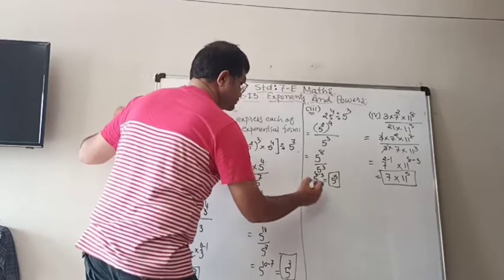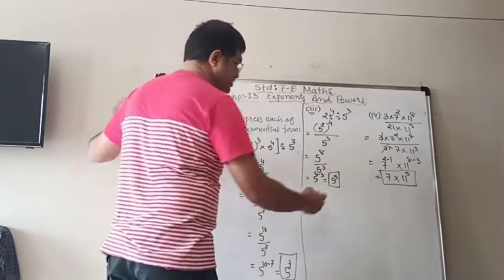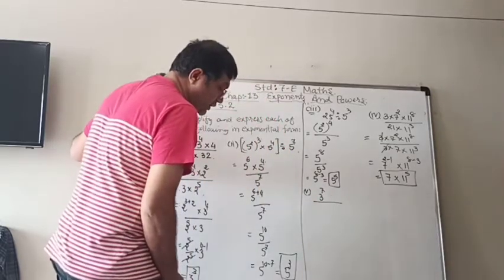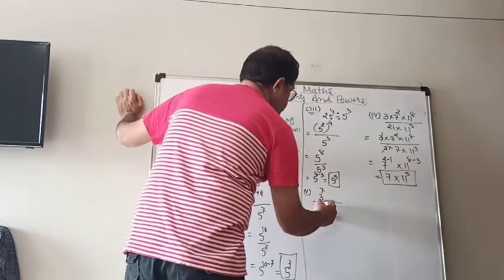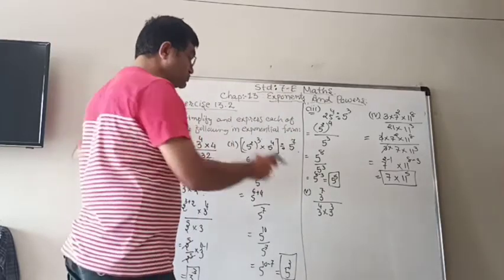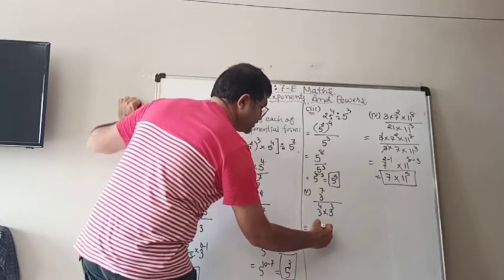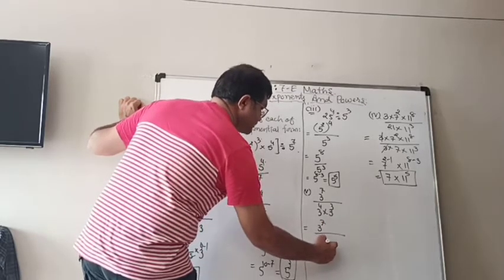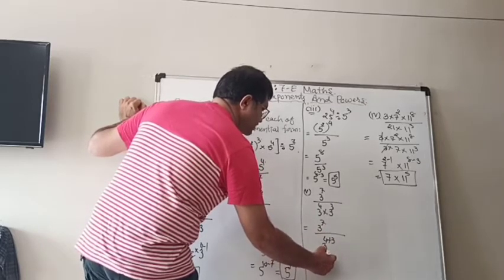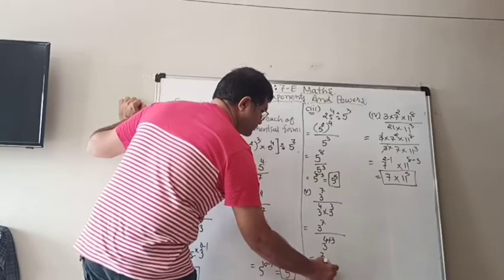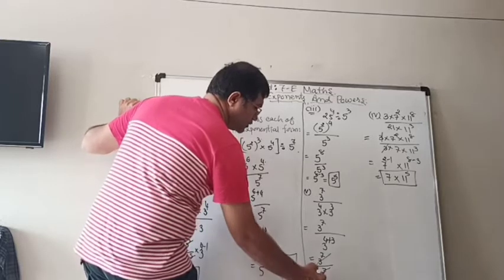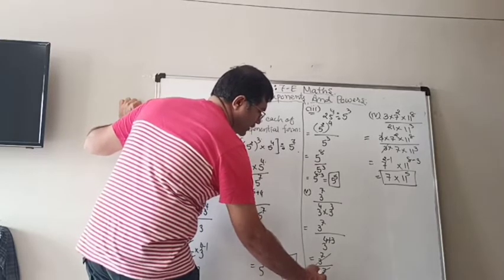Fifth one, 3 raised to 7 upon 3 raised to 4 into 3 raised to 3. So now first we have to simplify the denominator by using the first power law, 4 plus 3, and that is 3 raised to 7 upon 3 raised to 7. Now you can see the same terms are there, so you can cancel them to write the answer 1.